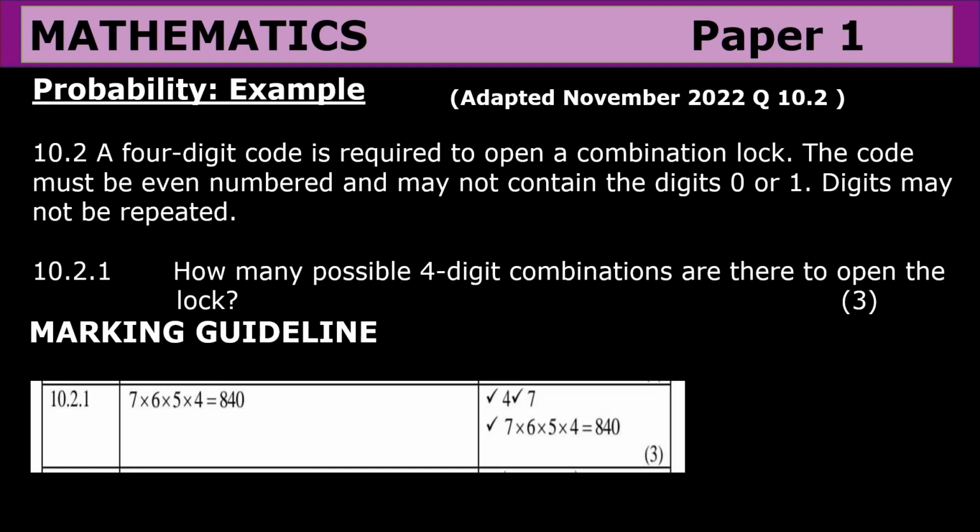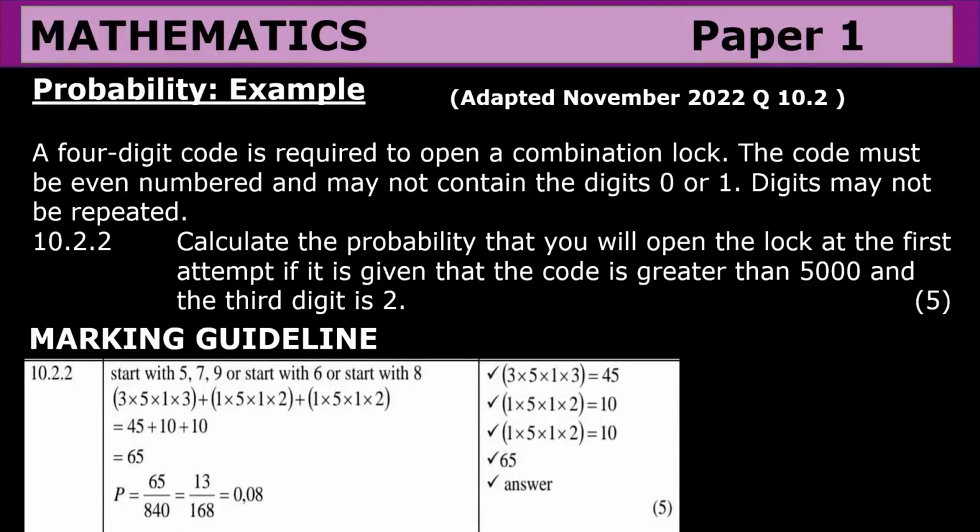So here you're going to get a mark for those 4 digits because it did say a 4-digit code. So you're going to get a mark for the 4 there, and then you're going to get a mark for 7, because we know that the numbers that we have, or the codes that we have, there are going to be 7 of them based on the information that we have been given here. So we're going to get a mark also for multiplying all of these numbers here, and then that is going to give us an answer of 840.